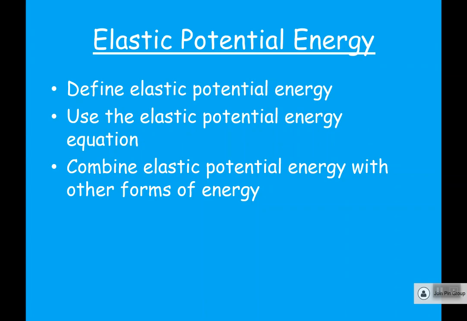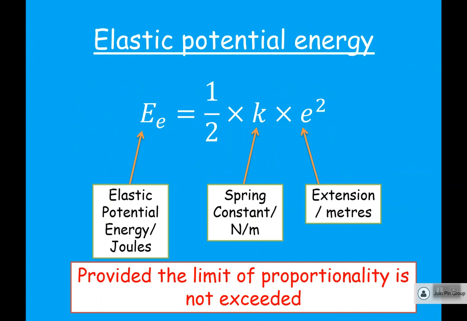Energy is stored in the body depending on how much you change its length. So looking at the equation, you get given the equation. This here, E with the subscript e, means elastic potential energy, because you can have different types of energy. For example, kinetic energy would be E with a little k. So elastic potential energy is equal to half, so just 0.5, times the spring constant, times the extension, and you have to square the extension.